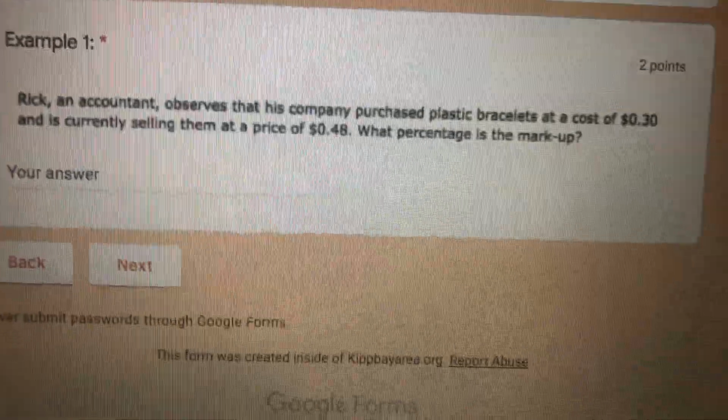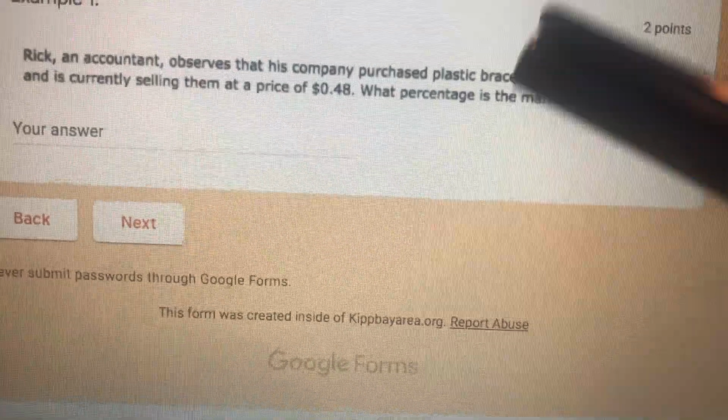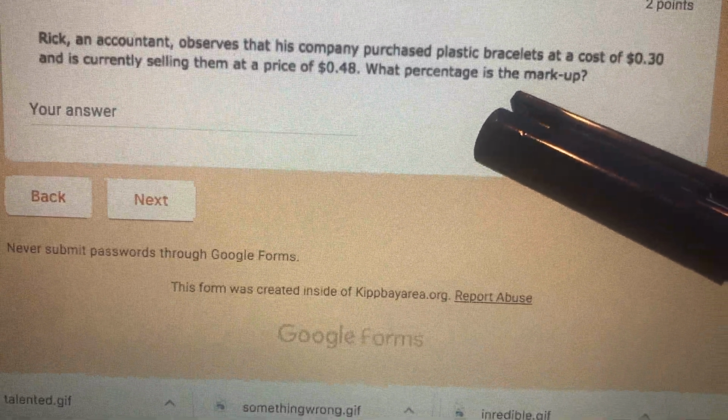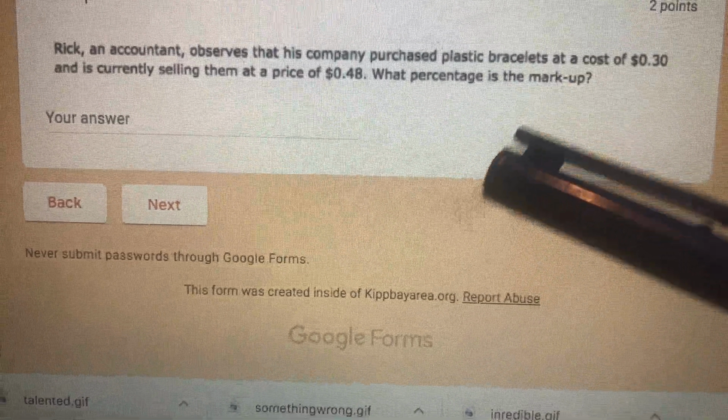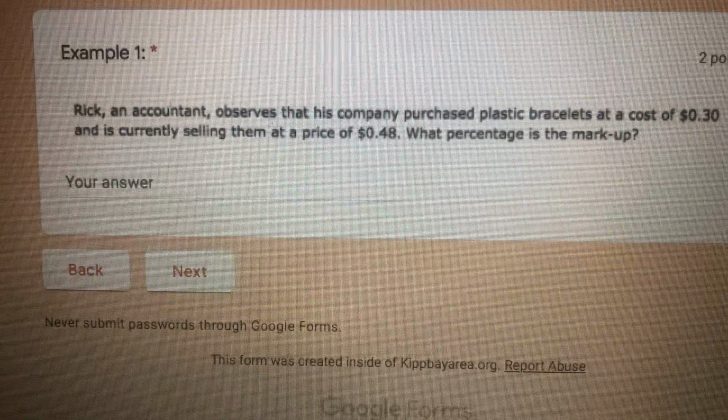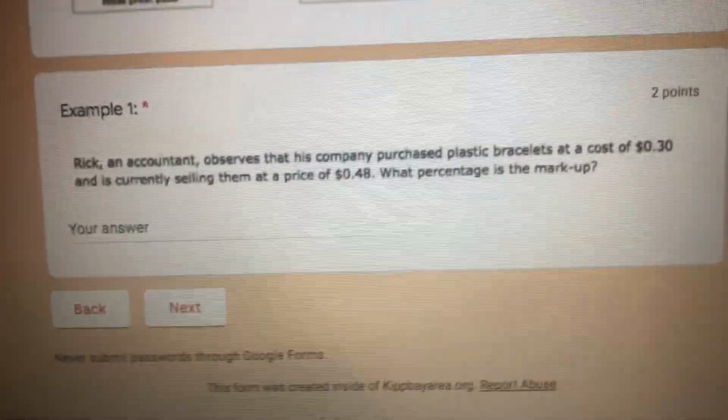So first, very important, we always need to read what the question says and what it's asking specifically. And what it's asking is, what is the percent markup? How much did this price increase by percent? Okay, so here's what we're going to do. I'm moving over to my notes. A few things that you need to always set up: you have your part, your percent, and the whole.